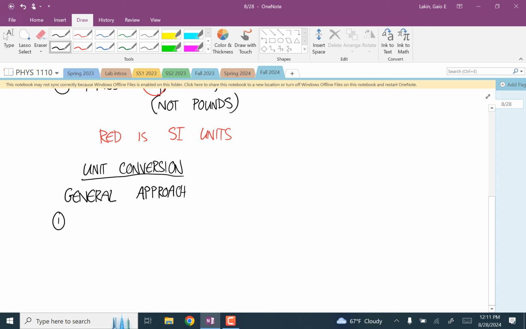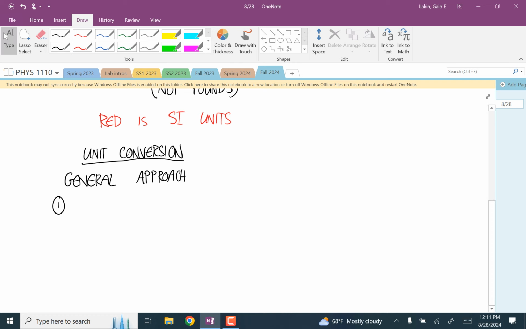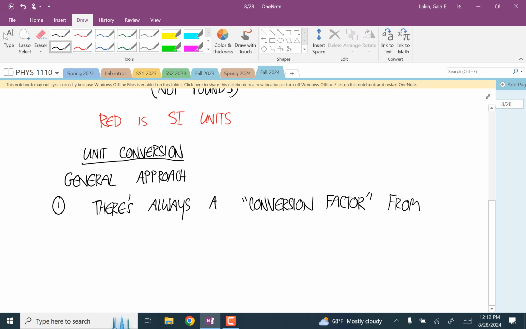So the first step is there is always a conversion from one unit to another one. So the first step is to find this conversion factor, this thing you're going to multiply by the unwanted unit to get the wanted type of units. So there's always a conversion factor from one unit to another of the same type.